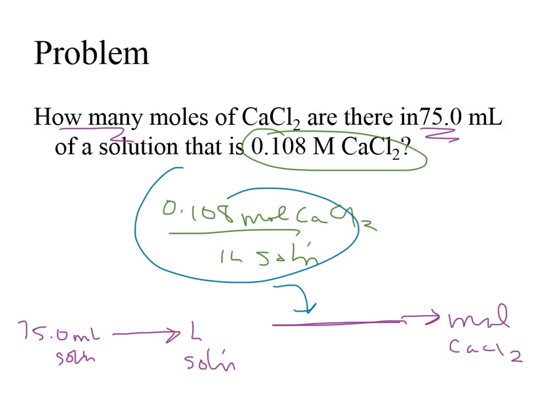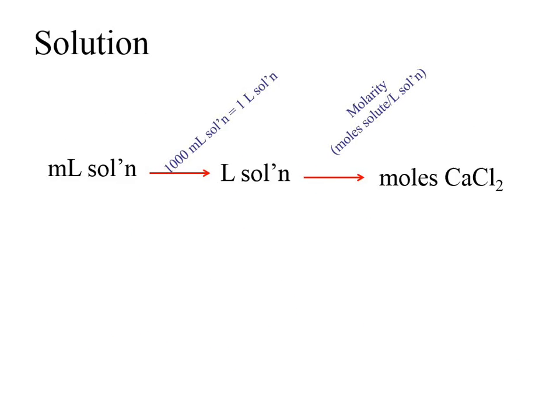Once I have it in liters, my liters will cancel and I'll be left with moles, so I don't have to flip it then, right? So this is kind of how that looks. Milliliters to liters, using 1,000 milliliters is equal to 1 liter, and liters to moles using the molarity.